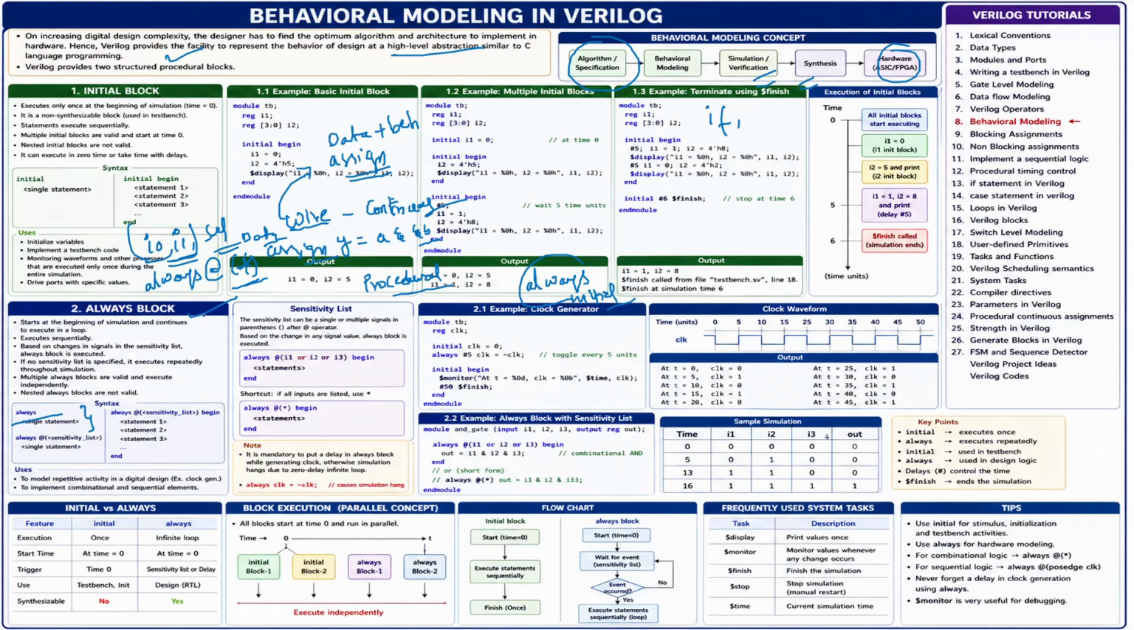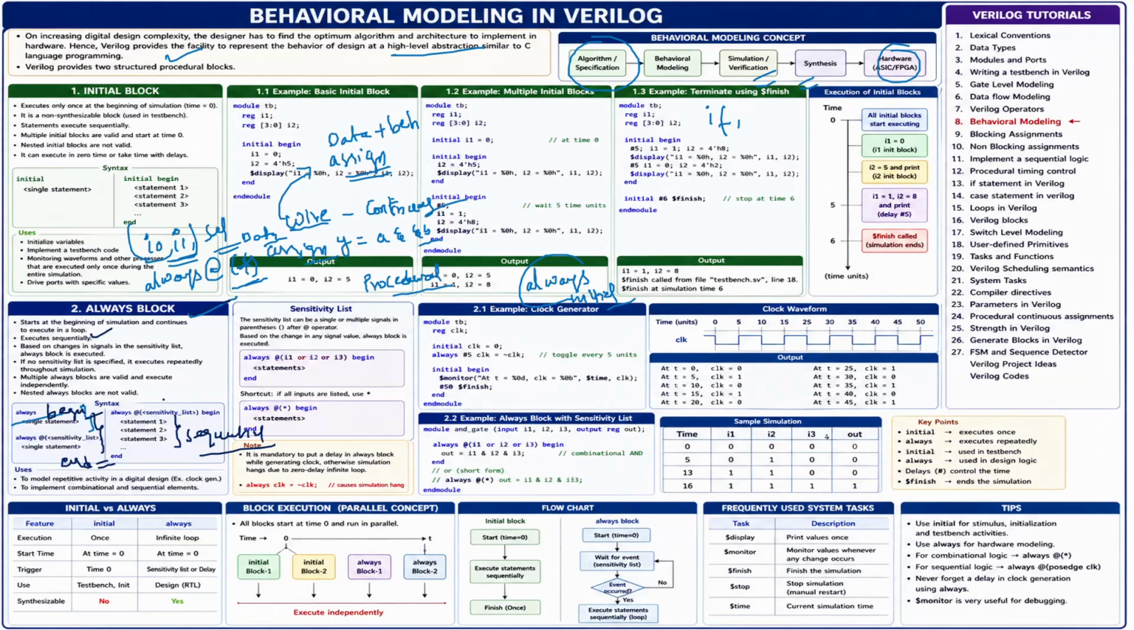In most cases of behavioral modeling, we are using the always block and the initial block. The initial block is used on the test bench side, and the always block is used on the design side. See how it is executing, because we are using always begin, right? In this begin and end, all the statements are executed sequentially, one by one. That is the sequential execution we have.